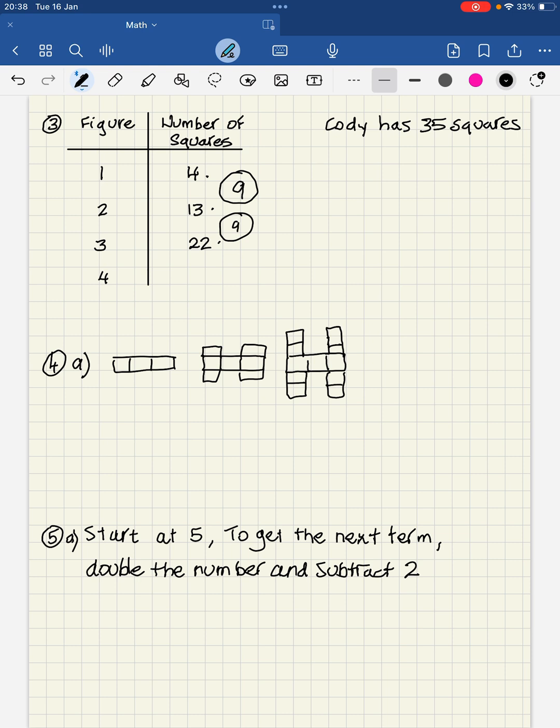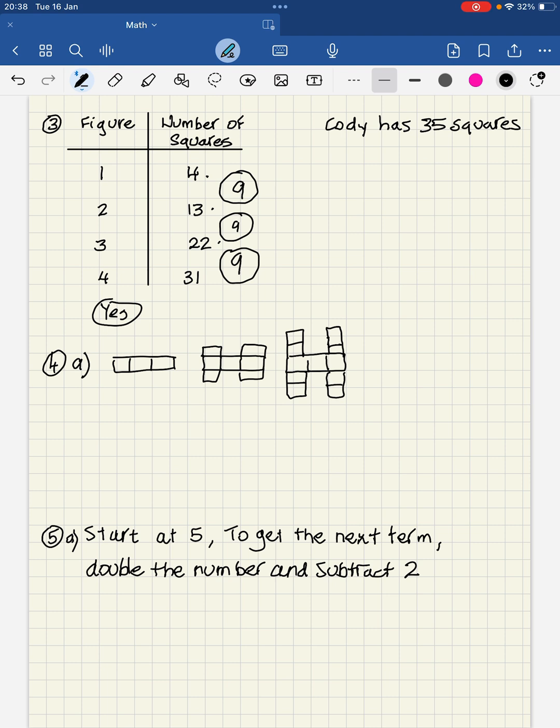So we have to add 9 more to get the last figure. So 22 plus 9 would be 31. So we would circle yes. So if you complete B and C and circle the right answer, then you can pause the video.